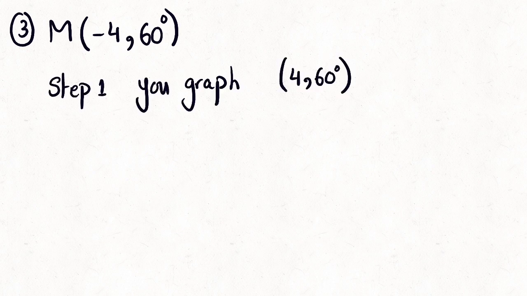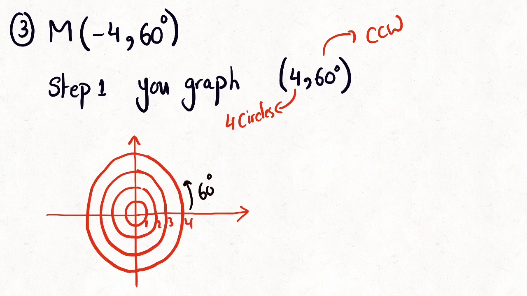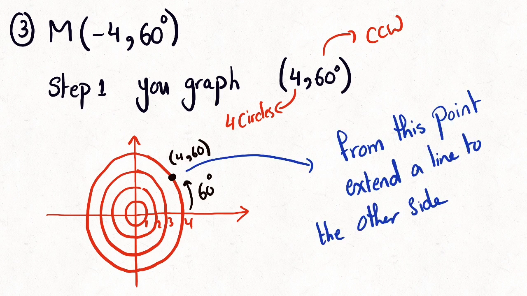Now you have M, which consists of -4 and 60 degrees. First of all, because r is negative, you will pretend it's positive and graph it as it is, the point (4, 60°). Then you will extend a straight line to the other side and plot the point (-4, 60°).